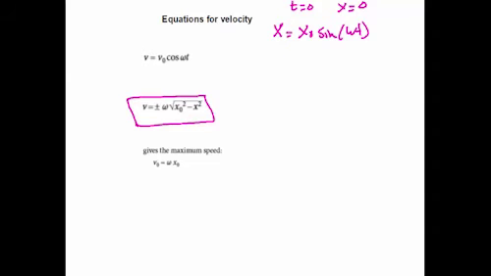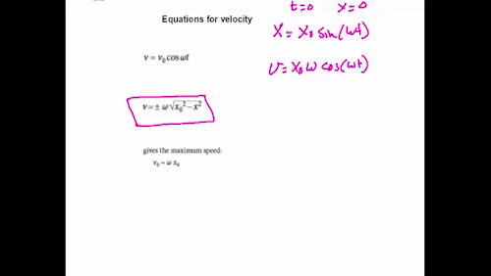Now, let's go for the equations of velocity. As we know that our v equal to v naught cos theta, we want to come to this relationship or equation. Okay? Now, as you know, if our motion is starting at t equal to 0, x equal to 0, so we are starting from equilibrium position, so we can get x equal to x naught sine omega t. Yes? And our v will be equal to, as we have seen before, x naught omega cosine omega t.